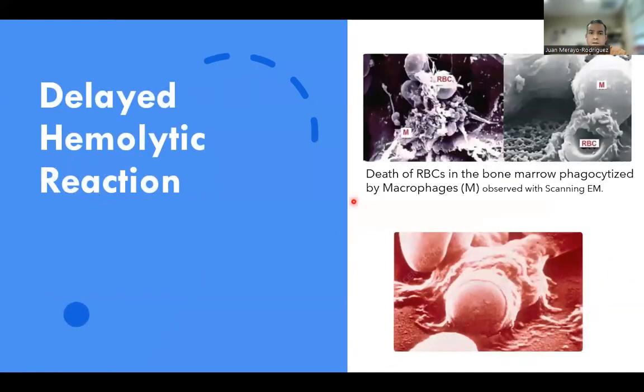Looking into these images, you can see here labeled red blood cells in this electron microscopy scanning, and the M is for macrophage. So this is another red blood cell here being engulfed by the macrophage, trying to again swallow and destroy those attached antibodies. This is another way to see it. This is the red cell and the macrophages around it.